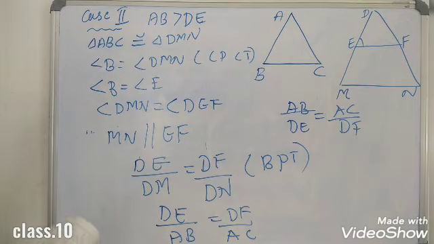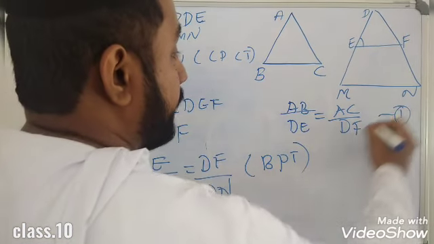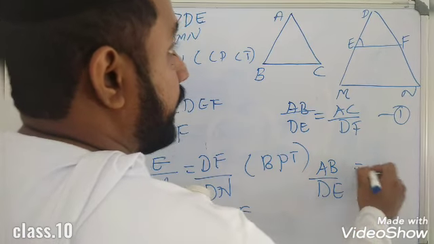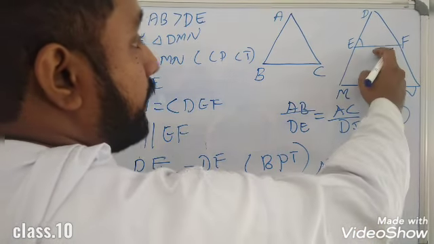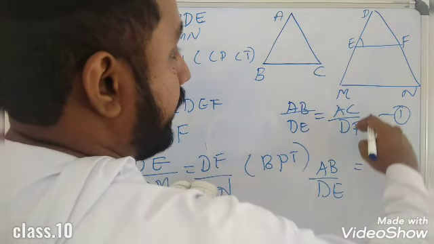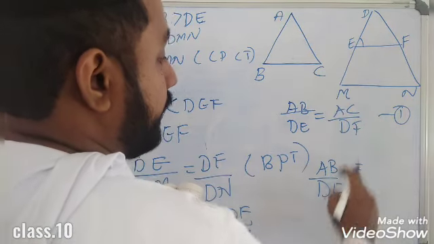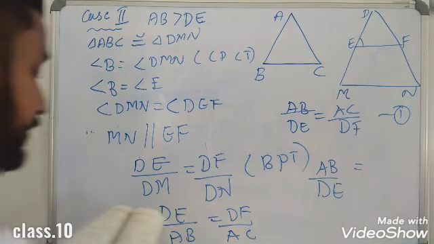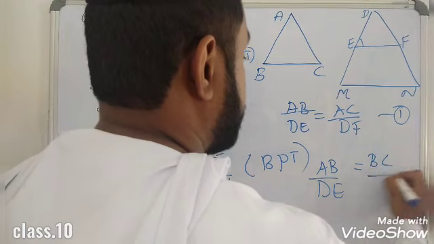Similarly, we can prove the same by taking the other two sides. We proved AB by DE is equal to AC by DF. Now AB by DE is equal to BC by EF.